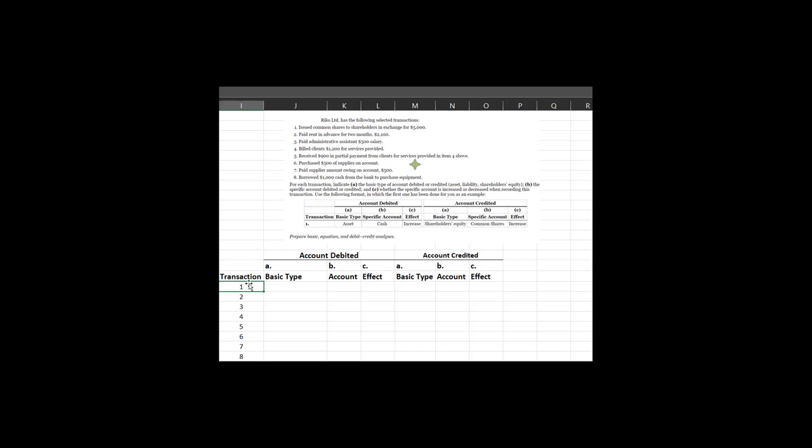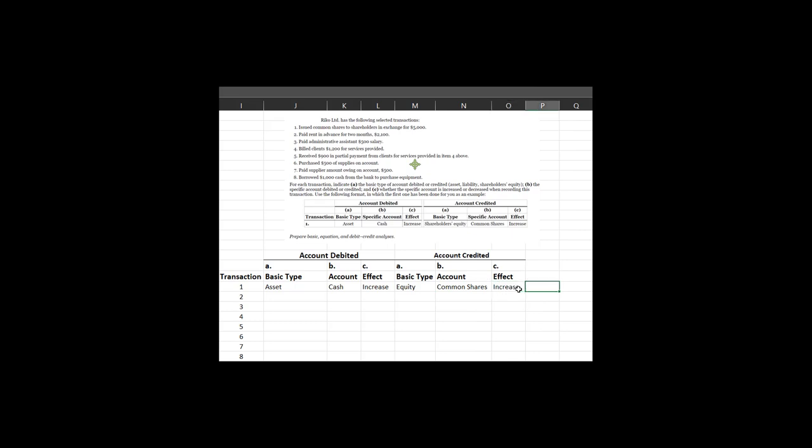Okay, so what we did was we issued common shares. By issuing common shares, the company is effectively selling its shares. So we're receiving cash. So the basic account type is asset and the specific account is cash. And then the effect is that it increased. And since the company sold common shares, the basic account is equity, the specific account is common shares, and the effect is that it increased.